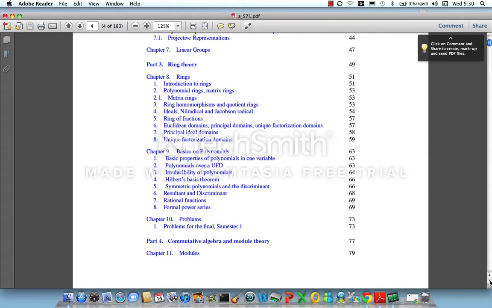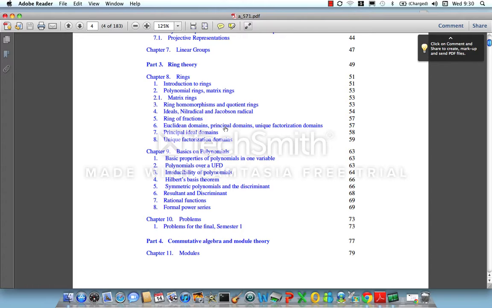Well, ring theory. You should have seen a little bit of ring theory in undergraduate mathematics. The first chapter is basic ring theory: introduction to rings, matrix rings, ideals, nil radical, Jacobson radical of rings, ring of fractions, Euclidean domains, PIDs and UFDs, and so on.